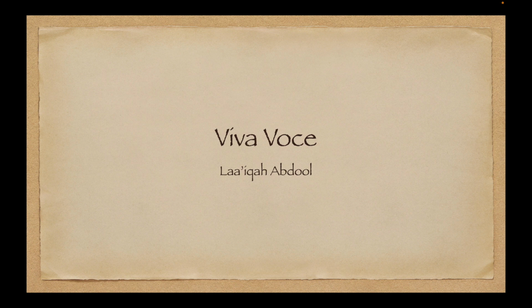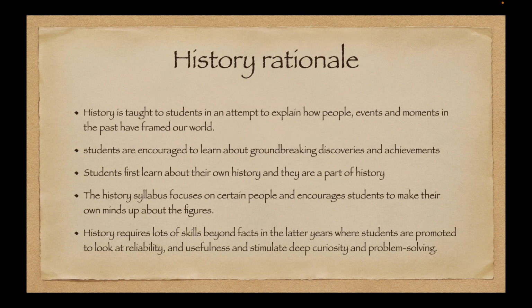In our history rationale, history is taught to students in an attempt to explain how people, events, and moments in the past have framed our world. Students are encouraged to learn about groundbreaking discoveries and achievements. Students first learn about their own history and that they are a part of history.